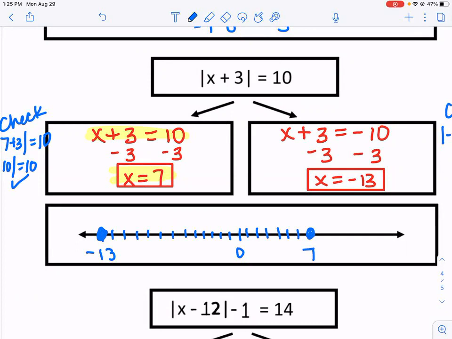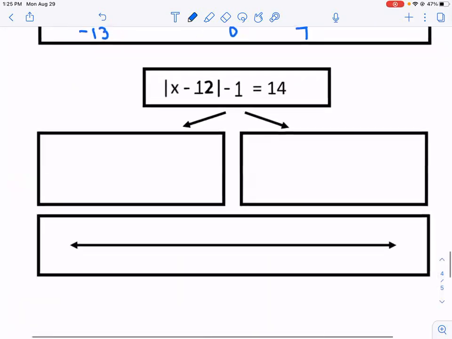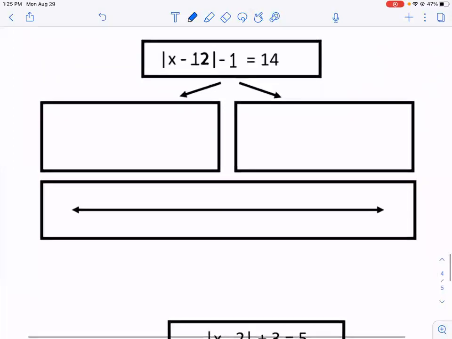All right, this is getting too easy. Okay, let's look at this one right here. Whoa, man, you added another step. Thank you for recognizing that. I added another step. The absolute value is not by itself.